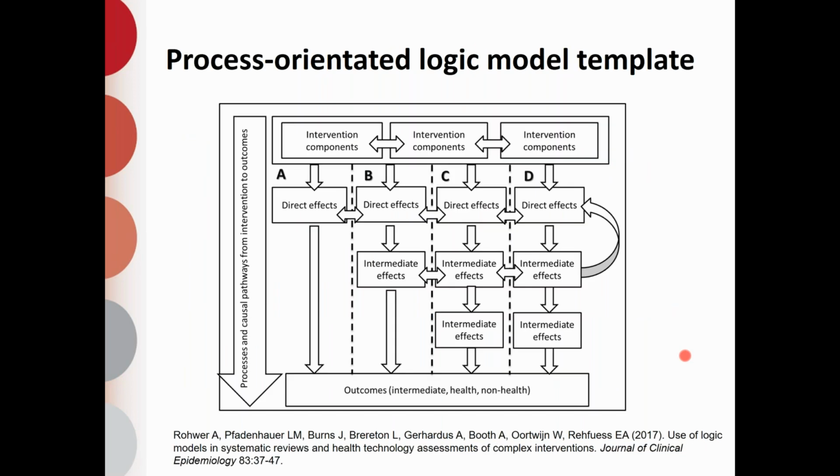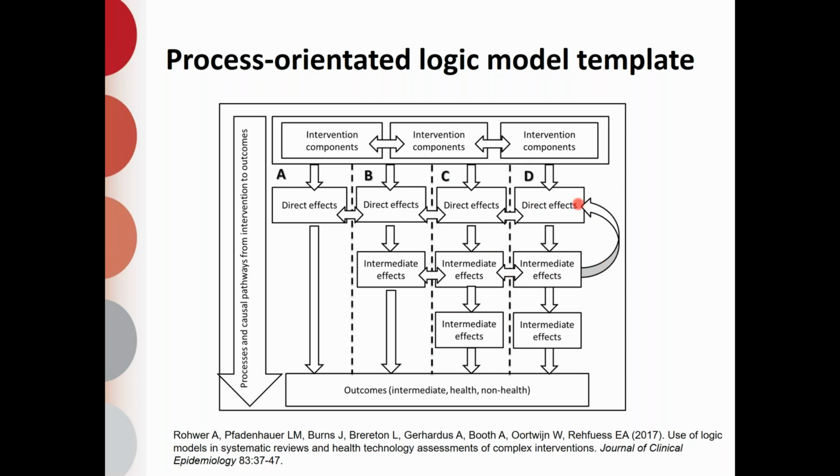So this is a template for the process-orientated logic model. I know it's quite a busy template, but it's basically just to show you that there are various options of how an intervention can exert its effect. These are not all the options, but in option A, we might have an intervention that has various components, that has a direct effect and then leads to the outcome of interest. Option B is a bit of a longer pathway, where we have a direct effect, an intermediate effect, and then the ultimate outcomes. In option C, we have the direct effects and a couple of intermediate effects before we get to the outcomes.